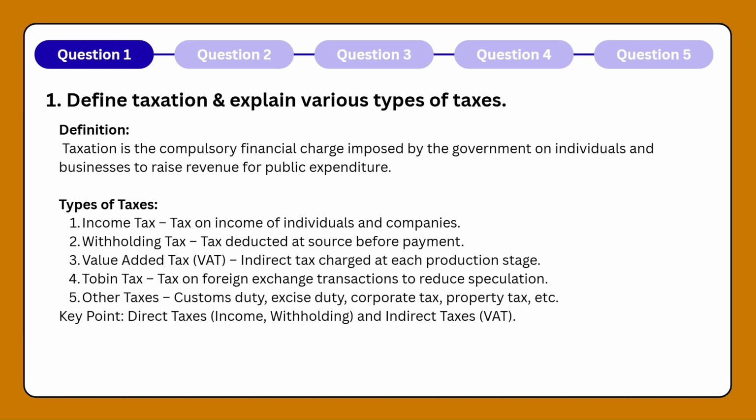5 types. Remember them as direct taxes, income and withholding, indirect taxes VAT, international tax Tobin and other taxes. That grouping covers all types in a structured way.